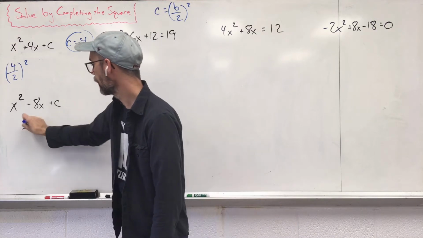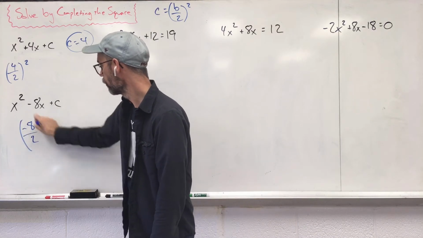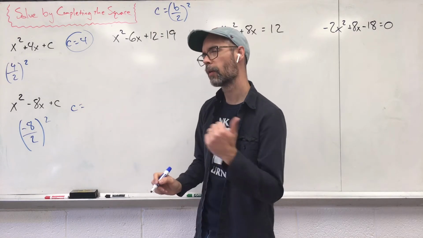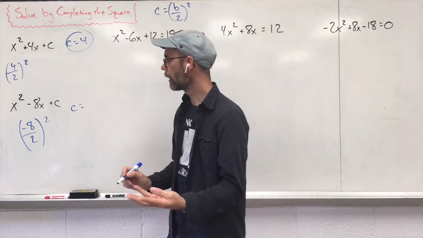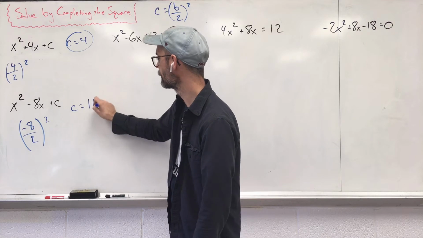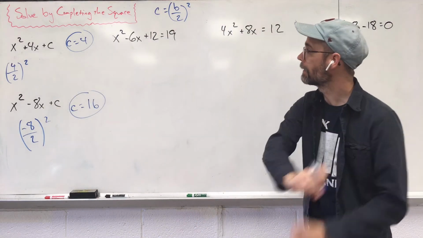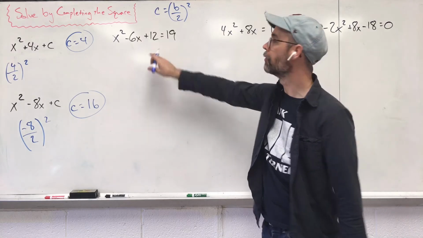Take our b value, -8, divided by 2, square it. My C is going to equal -8 divided by 2 is -4, and -4 times -4 is positive 16. That's just finding C. Now let's take that and put it to use.